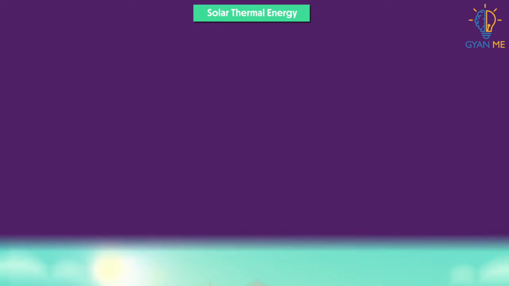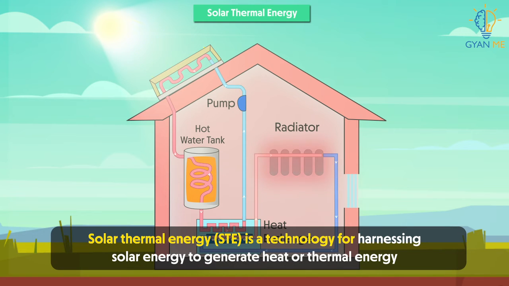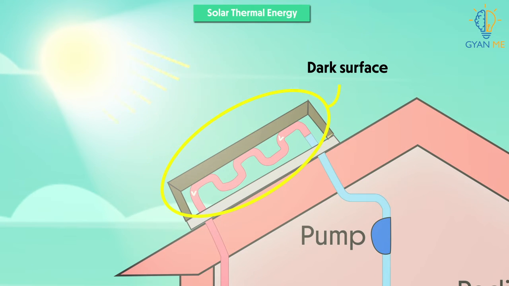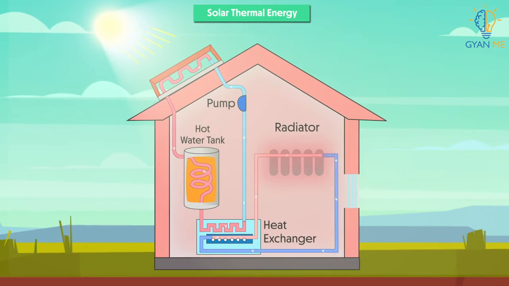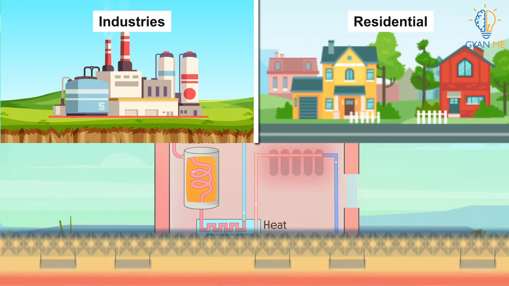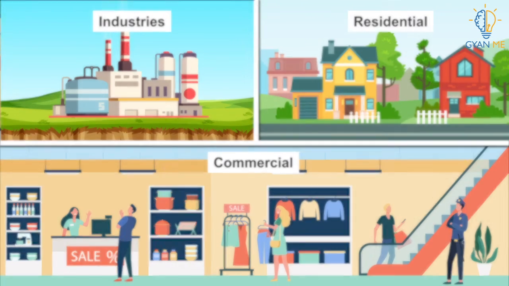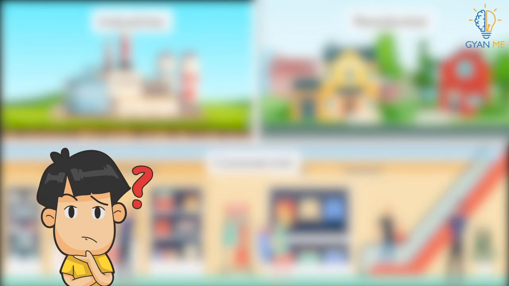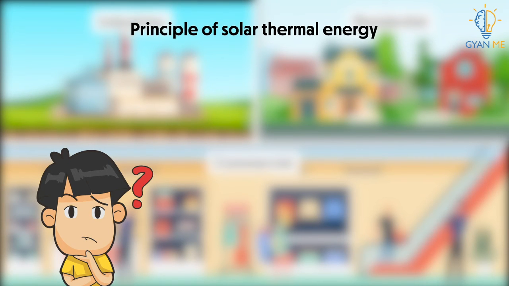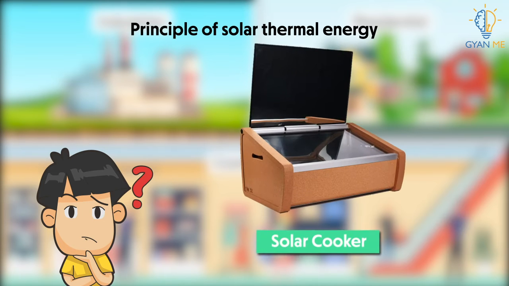Solar thermal energy, as the name suggests, is a technology for harnessing solar energy to generate heat or thermal energy. In this technique, a dark surface is placed in sunshine. This dark surface absorbs solar energy and gets heated up. This heat energy or thermal energy produced is stored and is used in industries, residential and commercial sectors. Students, can you think of one very common device which uses this principle of solar thermal energy? Yes, you are right. It is our solar cooker. We'll study about it in our coming videos.